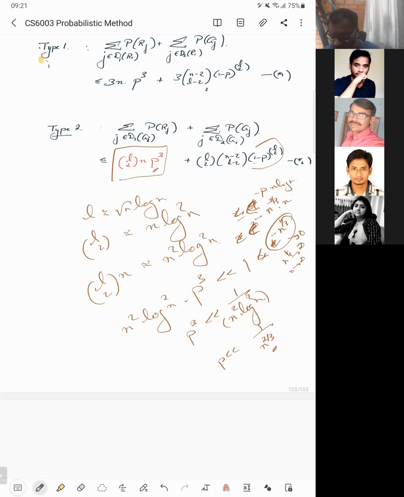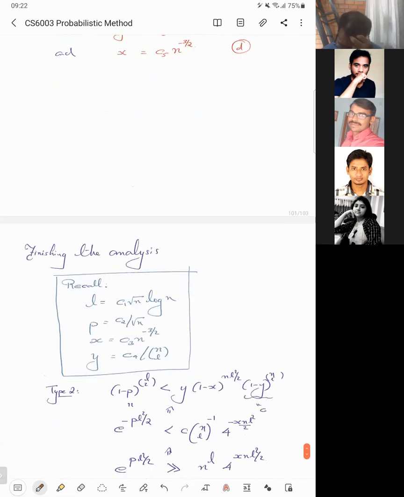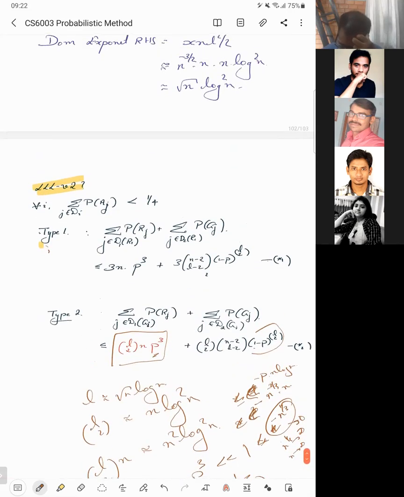No, but I'm surely making a mistake because I know that at least Alon and Spencer uses the third version of the Lovász local lemma. So what mistake am I doing? L is root n log n. Correct, root n log n.